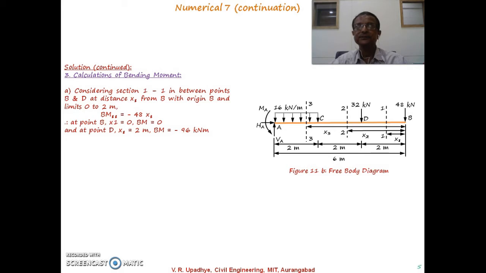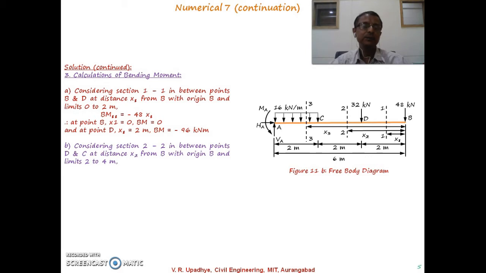Similarly, if we consider section 22 at a distance x2 from B as origin, in between D and C, the limits will become 2 meter to 4 meter. If we consider the right part of section 22, there are two forces, 48 kilonewton as well as 32 kilonewton. And now we need to consider the moment due to these two forces.